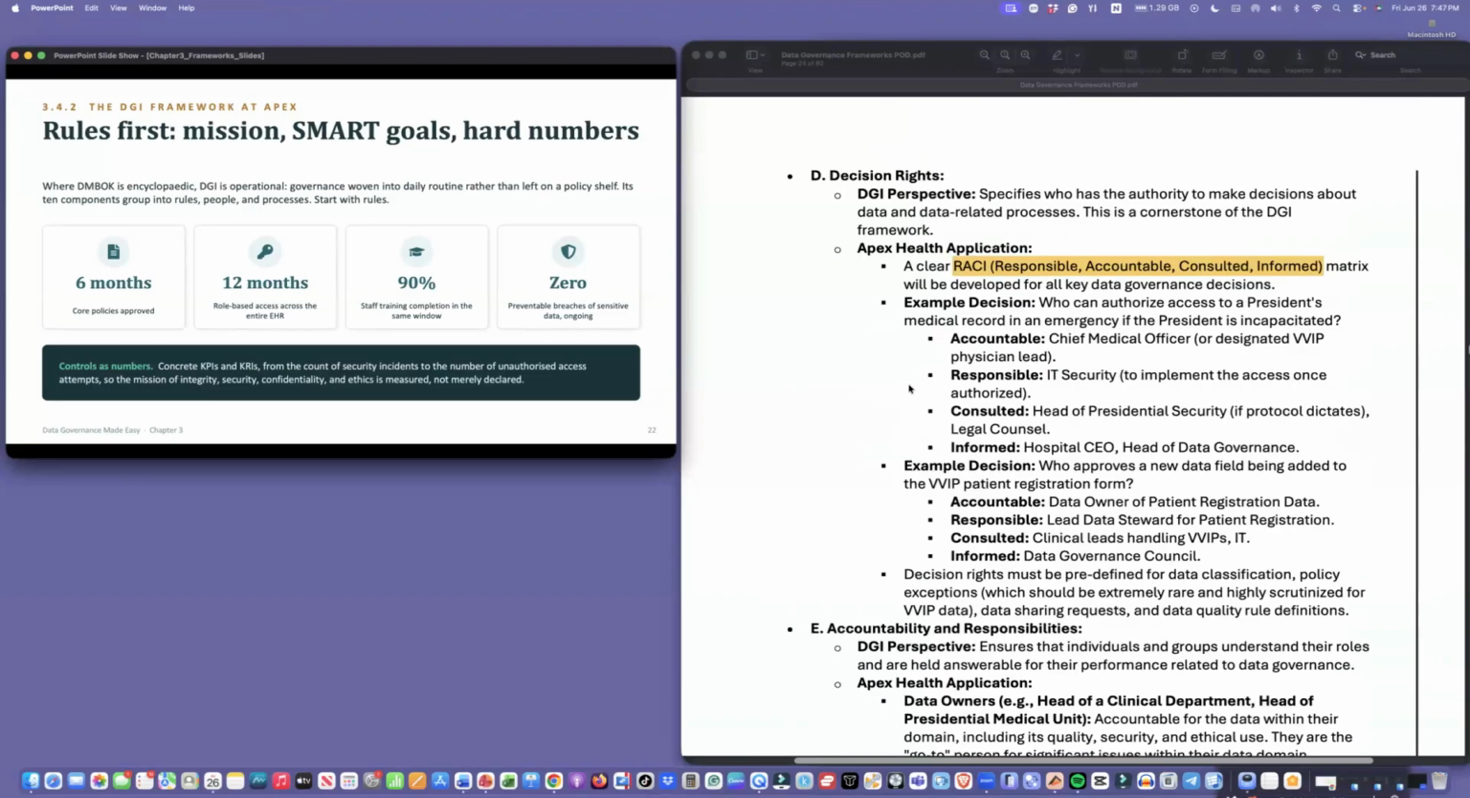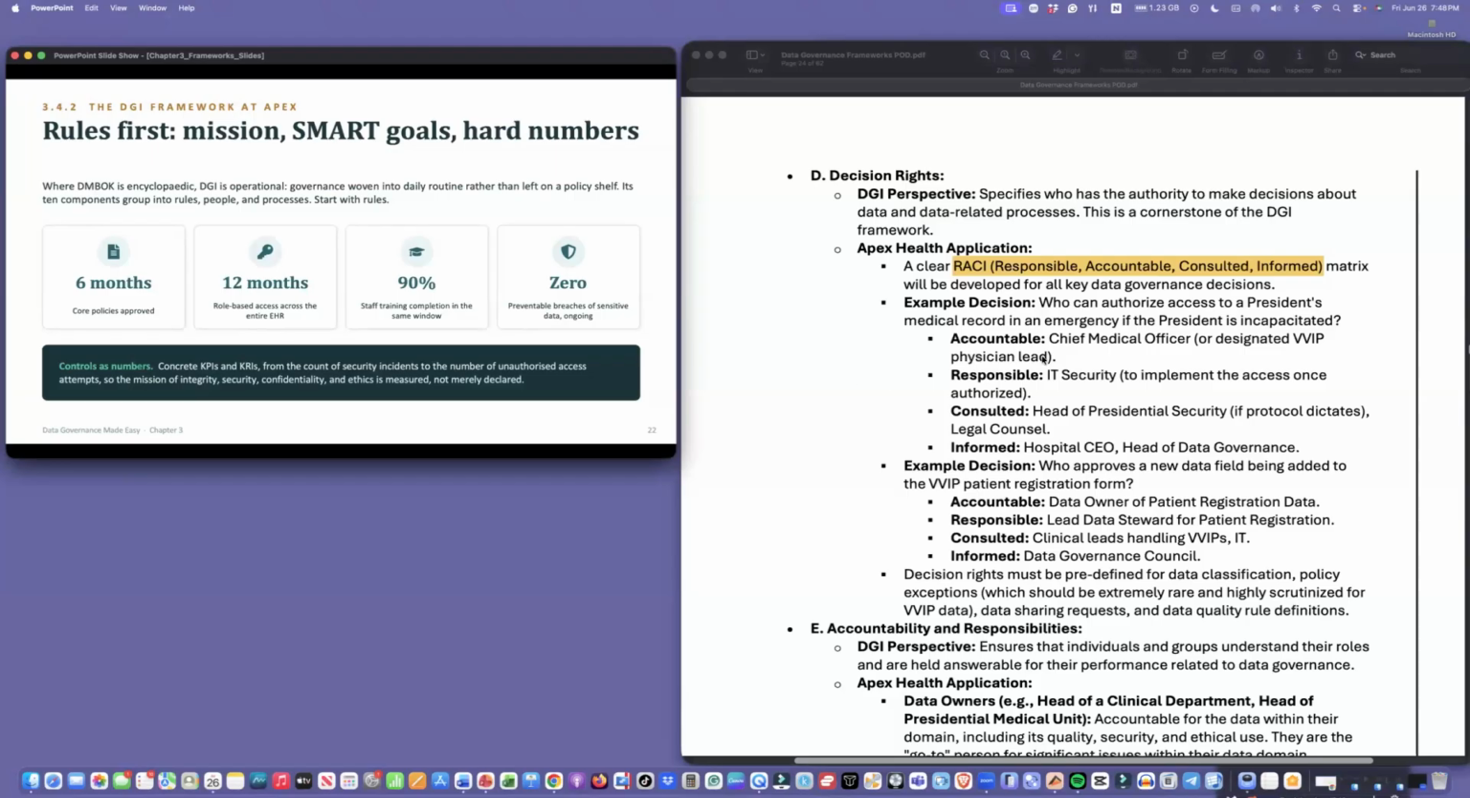They use what we call the RACI principle. The RACI principle has 3 dimensions. One, responsible: who is responsible for this decision? Who is accountable? Who is consulted? Who is informed? So, for example, say we face a situation where we must decide who can authorize access to a presidential medical record in an emergency, and that emergency is unanticipated. If the president is incapacitated and we need to access the president's information without overriding his medical permission, then we have what?